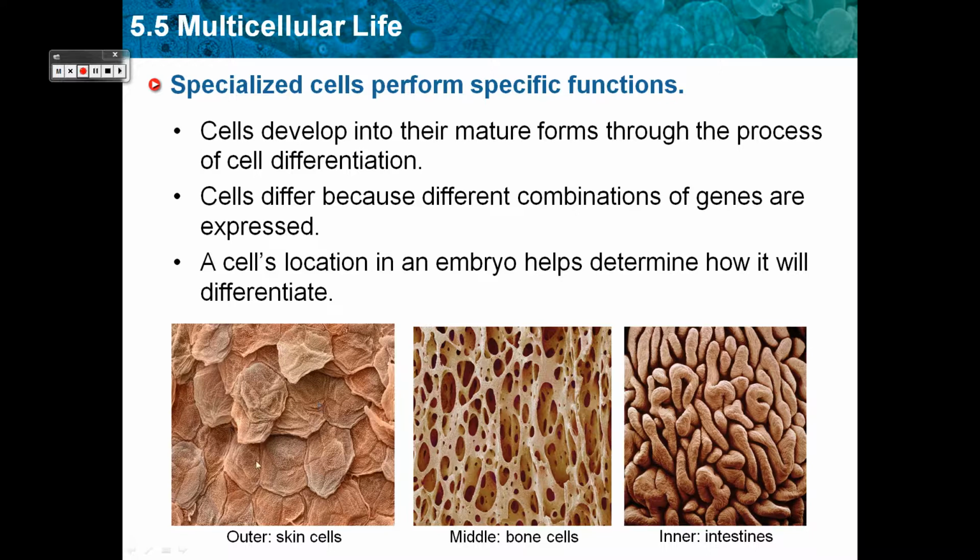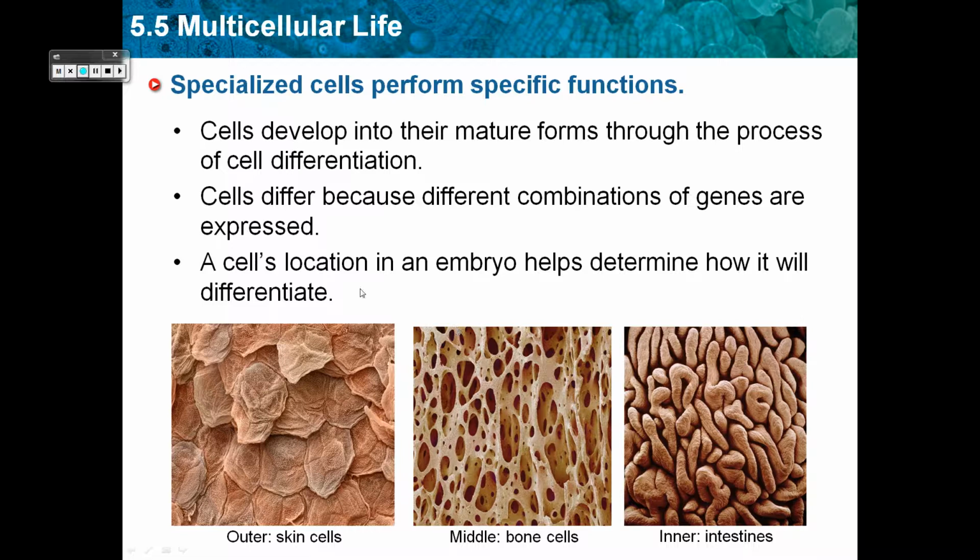For example, here's some skin cells that have a specific function to join tightly together and keep out germs. And then your bone cells, of course, they maintain your skeleton. Your intestinal cells, you can see these are highly folded so that there's a lot of surface area to absorb nutrients from the food that you have digested.